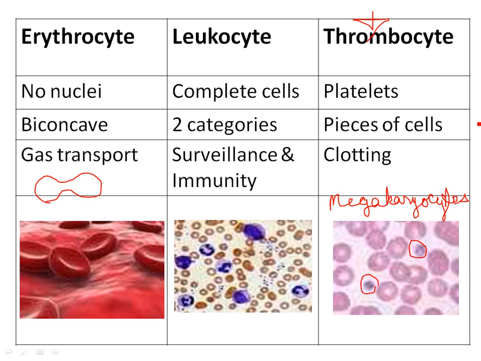So once again, we have a cell here that's not really a cell because it doesn't have a full complement of organelles. The one population that does have a full complement of organelles are the leukocytes. So they are the true complete cells of this group. There are two categories of them that we'll get to in a second, and they are primarily for surveillance and immunity.